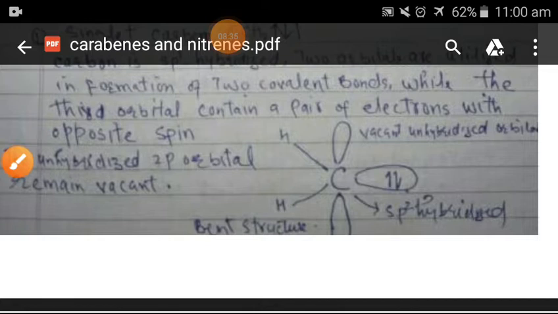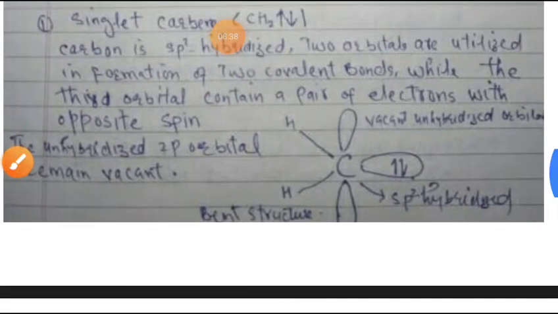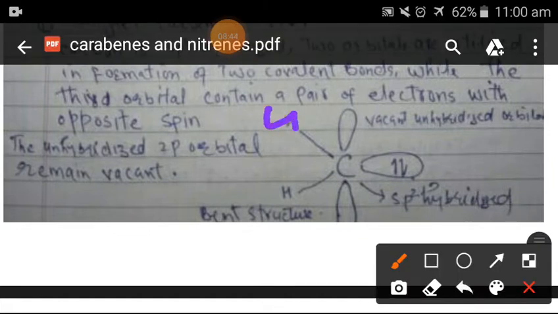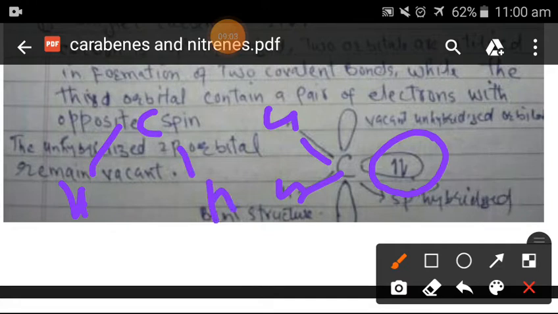Clear? So here this does not contain any electrons, though in the case of singlet carbene both electrons are present in the same orbital. Clear? One important thing is that the singlet carbene is actually bent in shape. Because of the presence of this pair of electrons, there occurs bond pair lone pair repulsion, due to which it gets a bent shape like this.